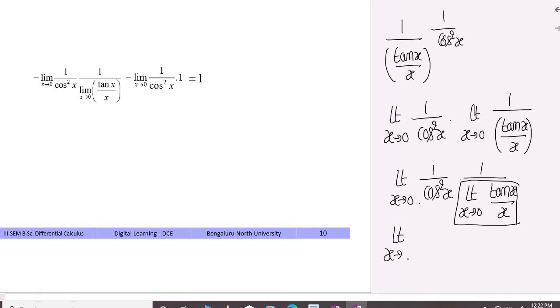That means limit x tends to 0 of 1 by cos square x. Now substitute x equal to 0. We know that cos 0 is 1. 1 square is 1. 1 by 1 is 1. That means the value of the given limit is 1.